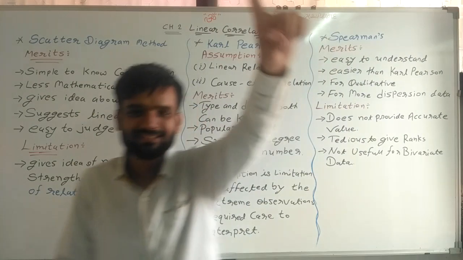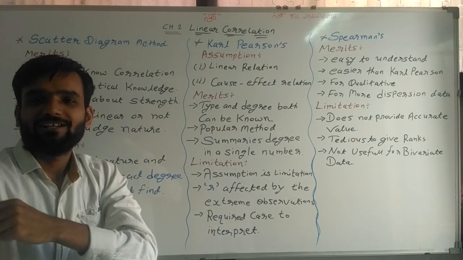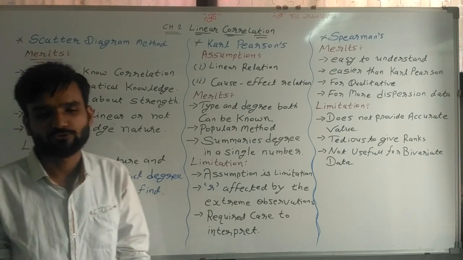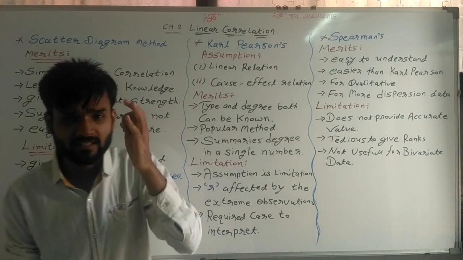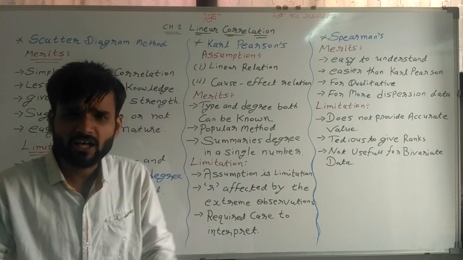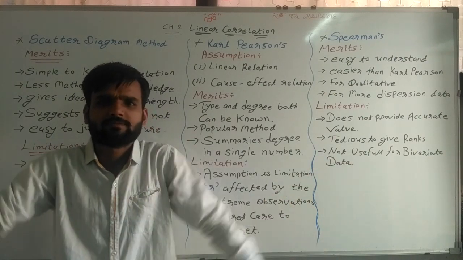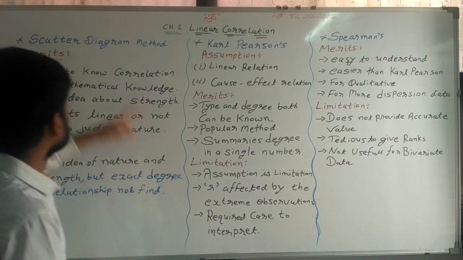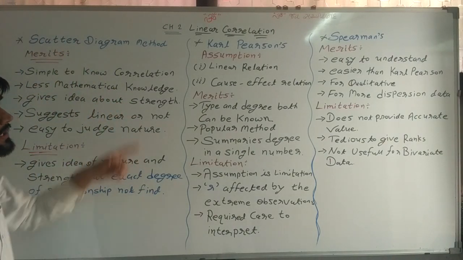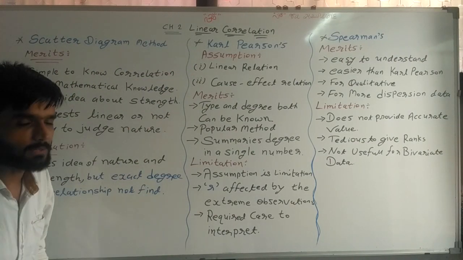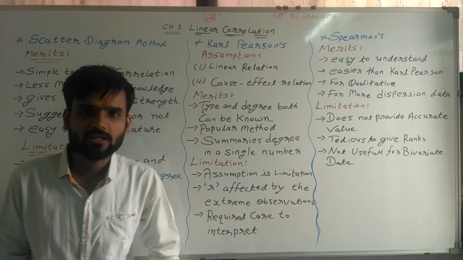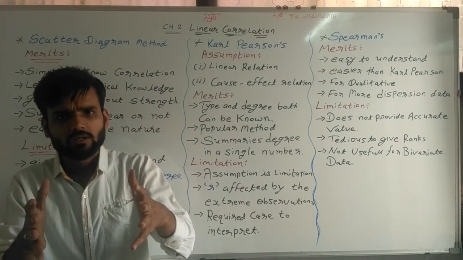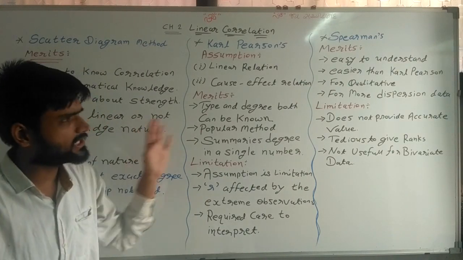Hello students. Today, linear correlation chapter number 2, and in this chapter we are comparing all the methods. Today is that lecture in which we are comparing all the methods. First method, scatter diagram method. Second method, Karl Pearson method, and third, Spearman method. Now what are the differences between these three methods?